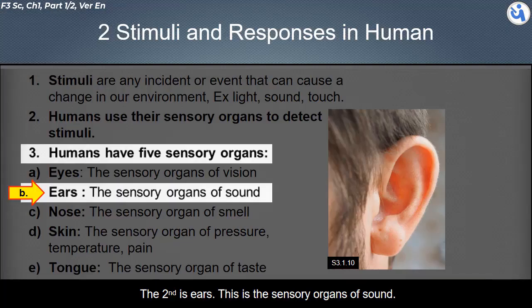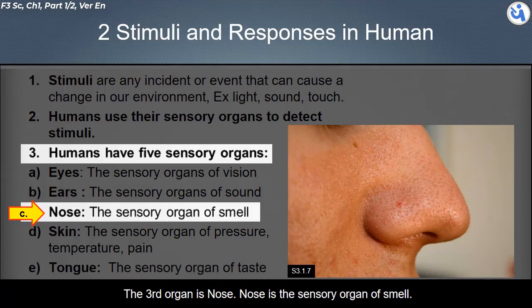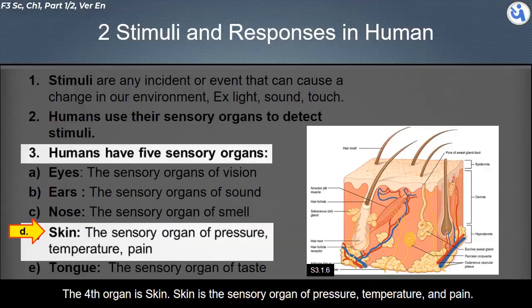The second is ears. This is the sensory organ of sound. The third organ is nose. Nose is the sensory organ of smell, at which smell is produced by the chemical substances in the air. The fourth organ is skin. Skin is the sensory organ of pressure, temperature, and pain.